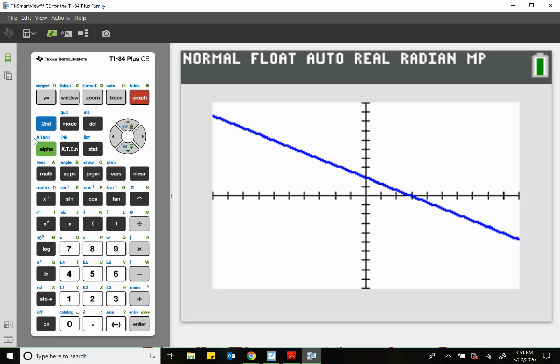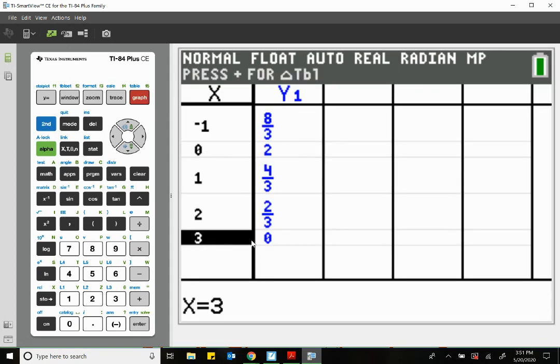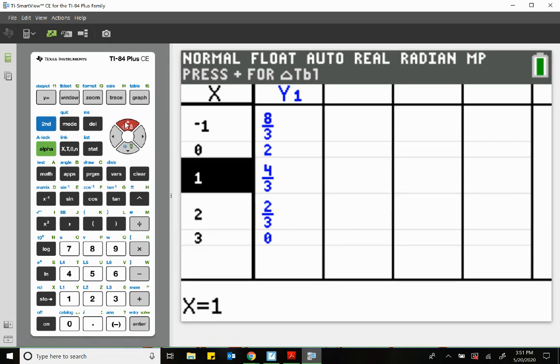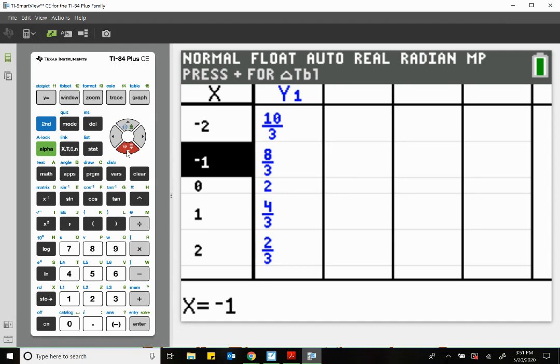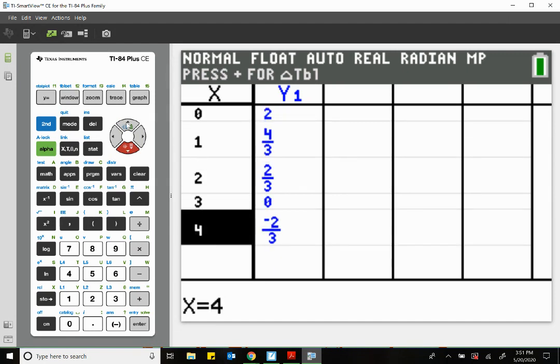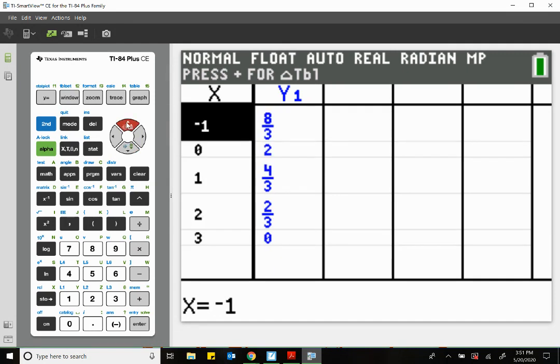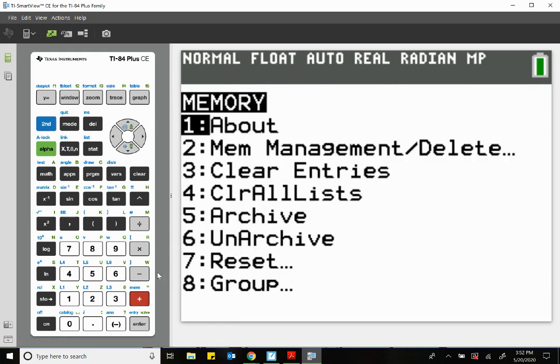And then if you want to look at a table, hit second, graph, and then there you can look at the table. You want the x-intercept, look for when y is 0. You want the y-intercept, look when x is 0. And again, you just scroll up and down. And this table will go on forever. It actually does not stop. Pretty cool.